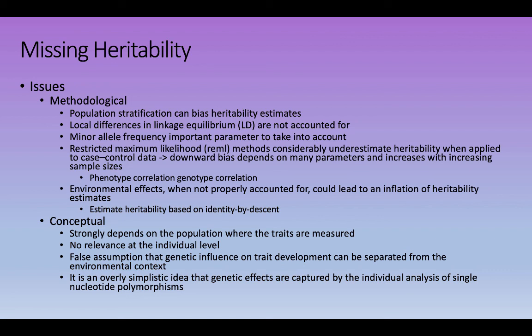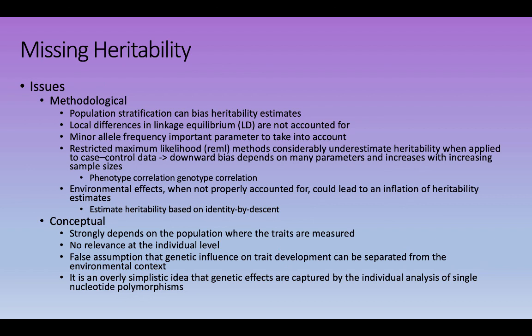There's a couple other areas where specific approaches, like the REML method, which is often used in case-control data, can downwardly bias some of our estimations of the relationships between phenotypes and genotypes. And then if we don't take into proper account environmental effects, this can also have a big effect on our ability to estimate heritability, as it can make heritability seem a lot larger than it should be, and so thus we're only going to explain a smaller portion of it.